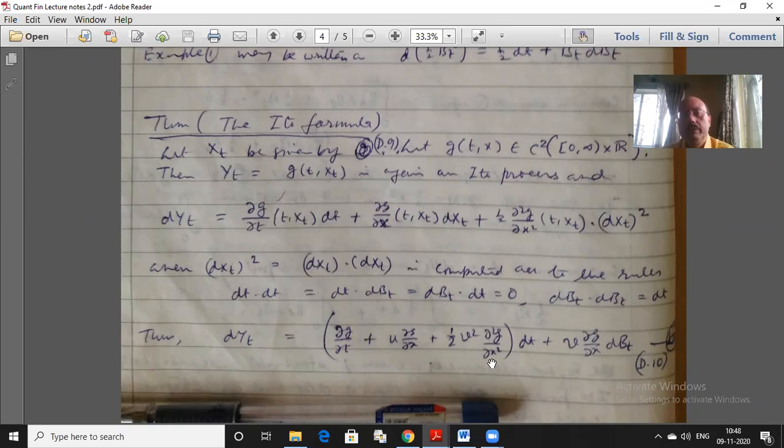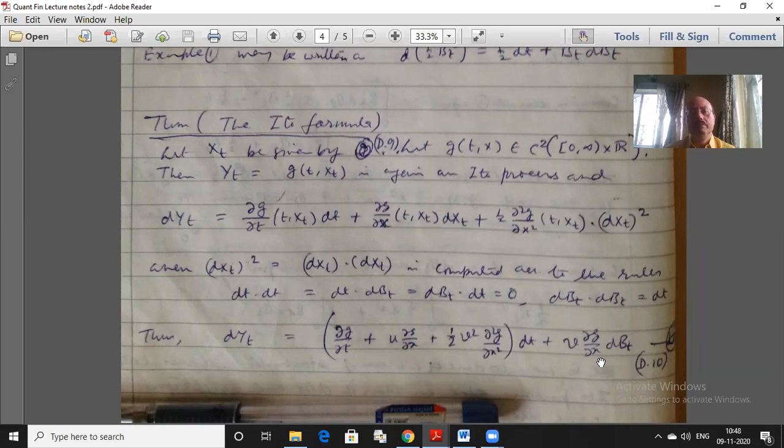But this third term here is actually contributed by this term here. So this half del 2g del x squared term comes here, and this is the only term that survives. All the other three products in dXt dot dXt will vanish. So I have no more dt terms coming in from anywhere else. So these are the dt terms, and of course dXt also has a dBt, and that dBt comes here. So that's the only dBt contribution, v del g del x.